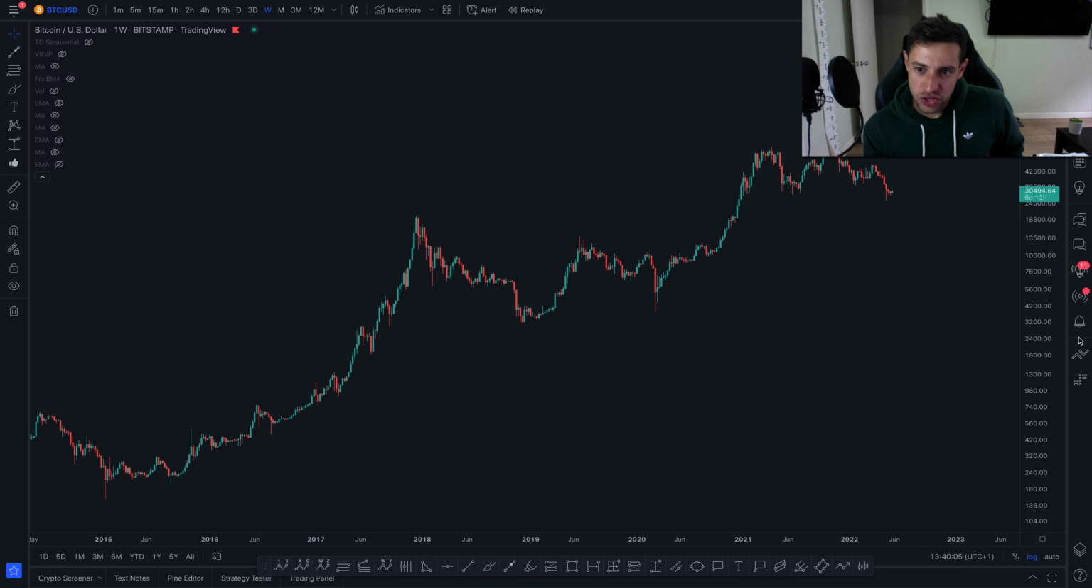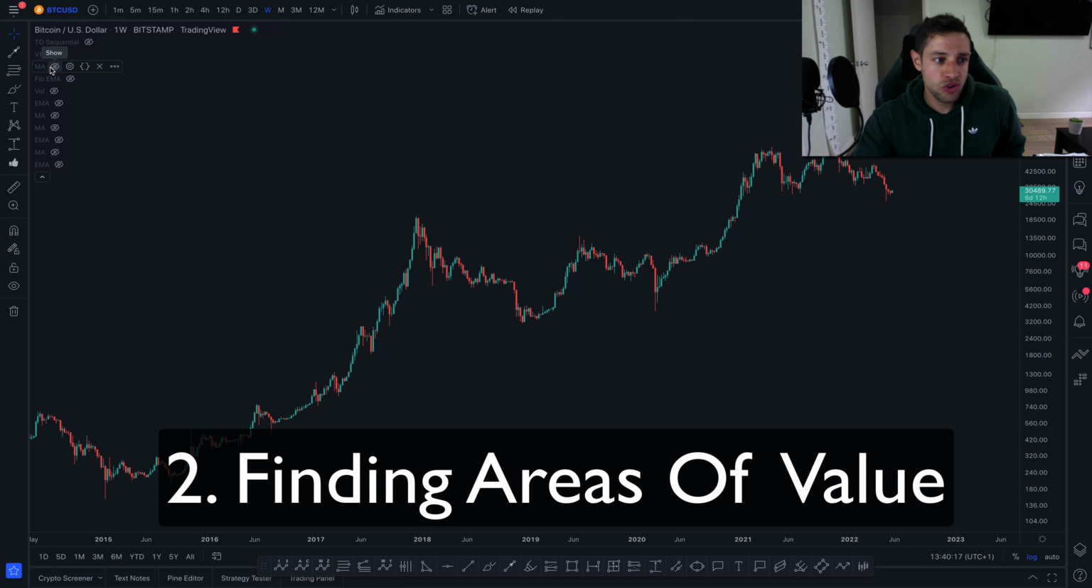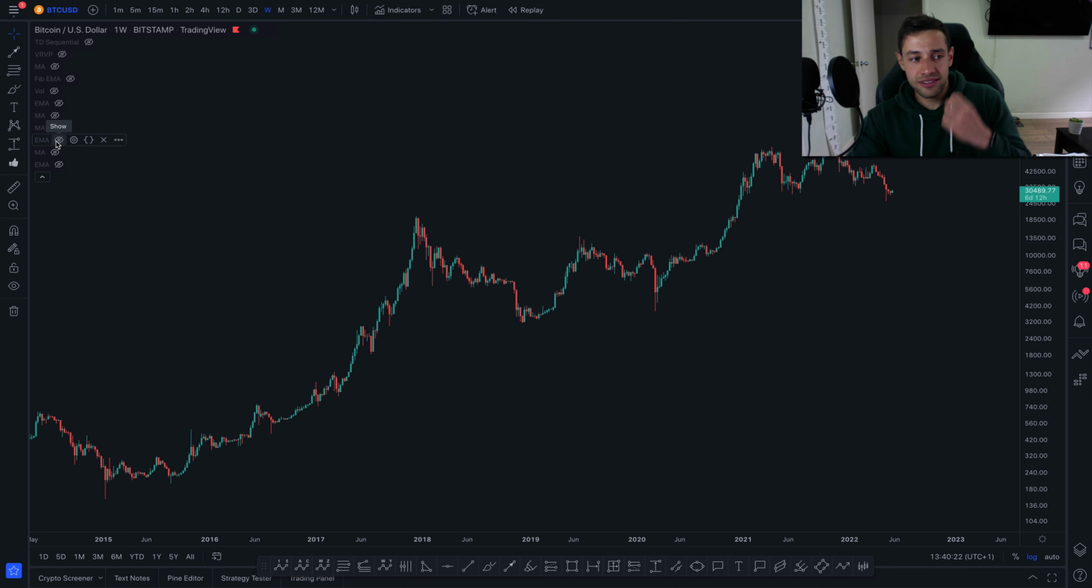The second way that we can use moving averages is to identify trends and know when to join them in areas of value. What I mean by that is we can use the 50, the 200, the 100 day, any sort of moving average, but we want to make sure that they are showing us areas historically where we have seen reactions in the past.